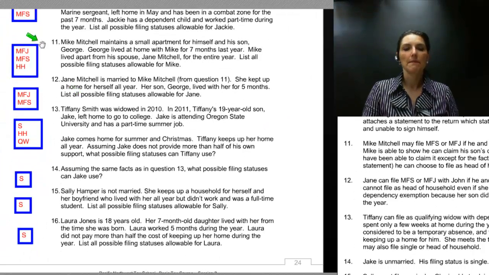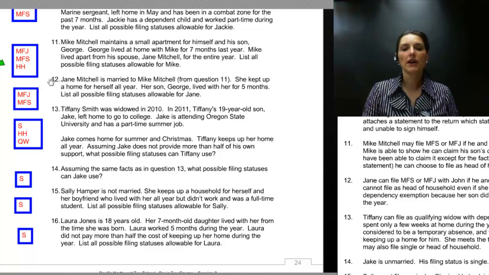Number 11, Mike Mitchell maintains a small apartment for himself and his son, George. George lived at home with Mike for 7 months last year. Mike lived apart from his spouse, Jane Mitchell, for the entire year. List all possible filing statuses allowable for Mike. Well, Mike is married. He could file married filing joint or married filing separate, but because he did not live with his spouse at any time during the last 6 months of the year, and because he maintains a home for himself and his son, he is able to select a possible choice in head of household.